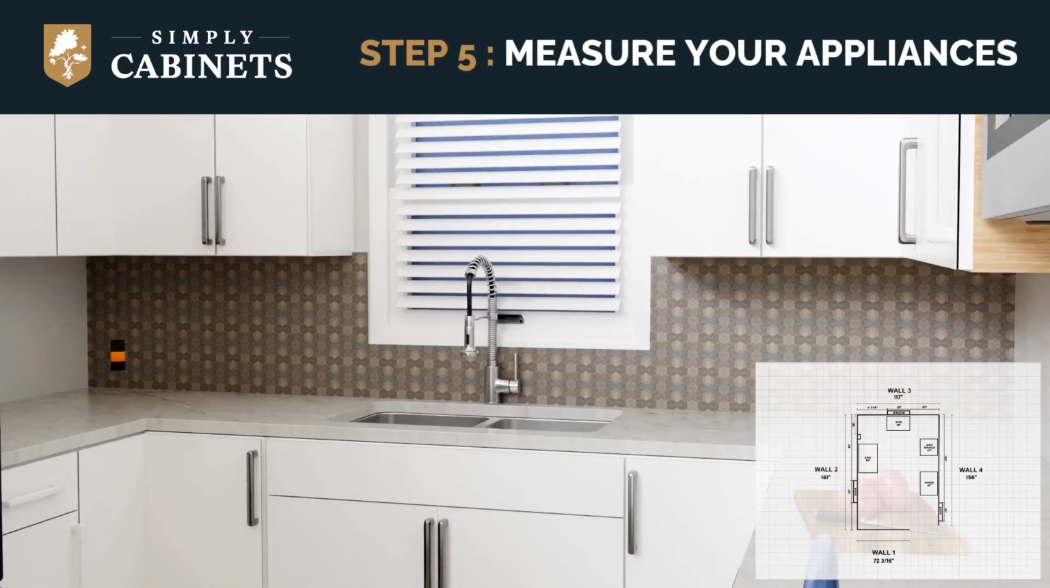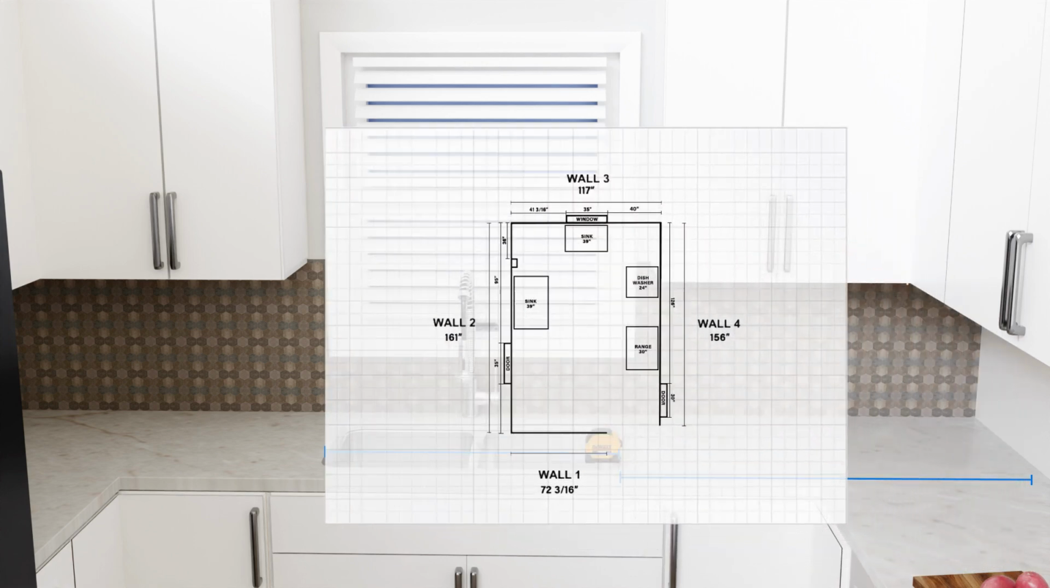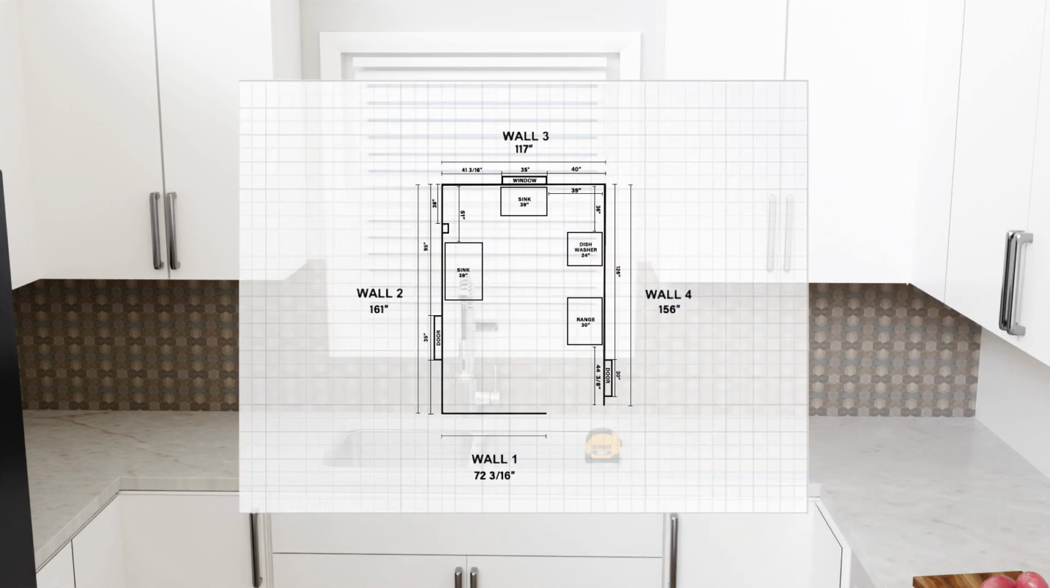Measure from one side to the other for the width of each appliance. Then measure from the nearest corner to the edge of the appliance. Mark these on your template along with the corresponding measurements.